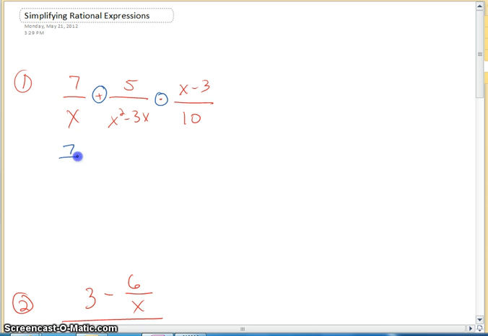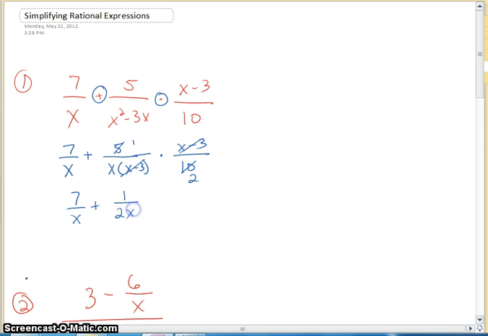Hopefully you remember that you need to multiply first. So the 7 over x plus just hangs out. So when I'm multiplying with fractions, how can I simplify them? What do I do? I've got to factor and then see what can be reduced. In this case, the x minus 3's can be reduced. The 5 and the 10 can be reduced.